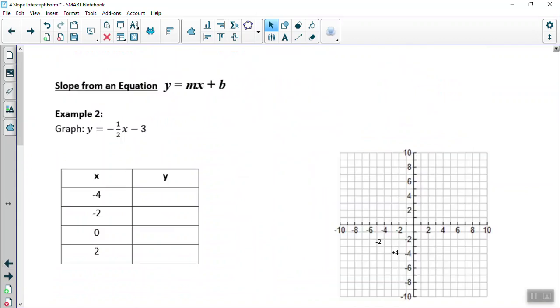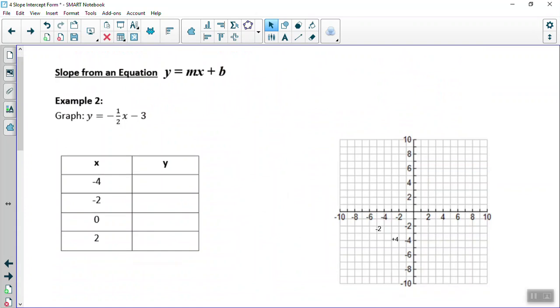Okay? Let's come over here. Slope from an equation. All right, so here we have this equation. This is what we call a linear equation. Y equals mx plus b. You're going to see this a lot over the next several years. All right, so we're going to graph that equation. So let's start by making a table.